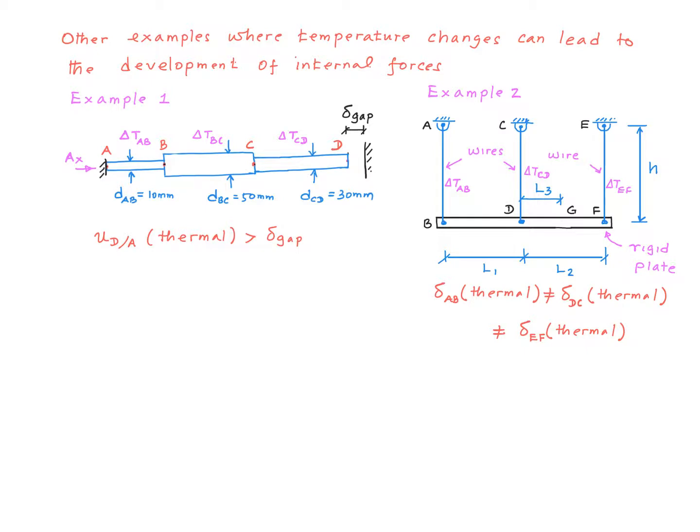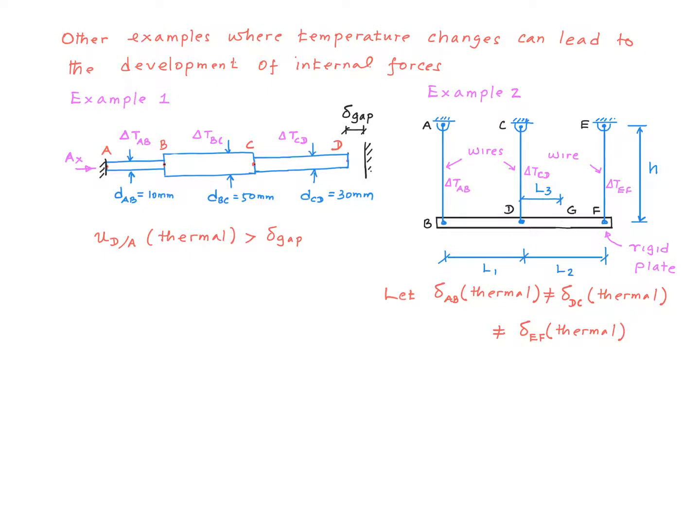Alright, so in this example 1, we have a gap at point D, but it is fixed at point A. The temperature of the segments is changing, and therefore the length of each segment is going to change. But if point D moves to the right such that the displacement of point D with respect to A due to this thermal effect is greater than the gap, it cannot do it because we have a fixed point over here, and therefore it's going to develop internal forces.